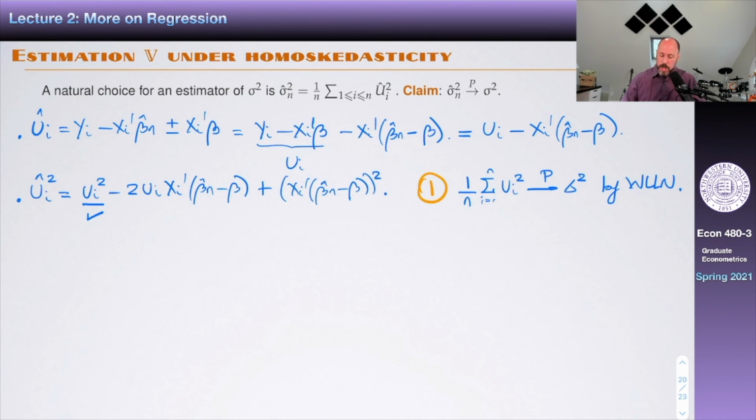So what we need to show, in other words, is that when we average the second term, which I'm going to call A, and the third term, which I'm going to call B, these are 0. Let's see if that's the case. Let's start with A.